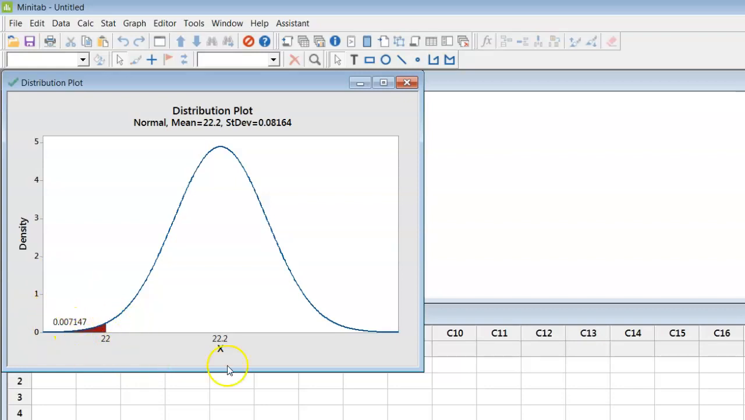Minitab is going to be more correct simply because it's keeping more significant digits than what tables do.